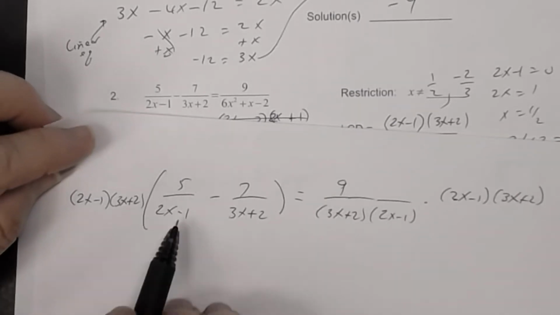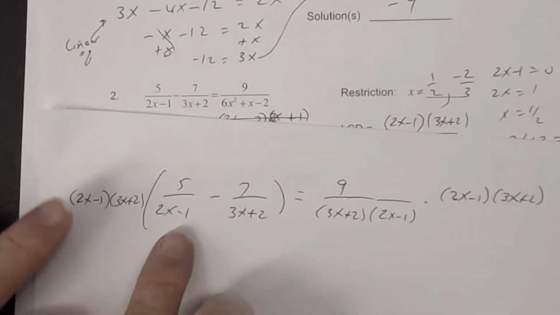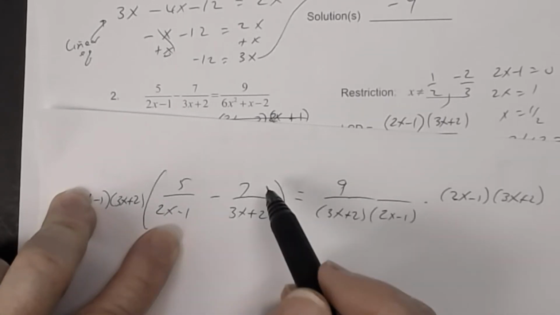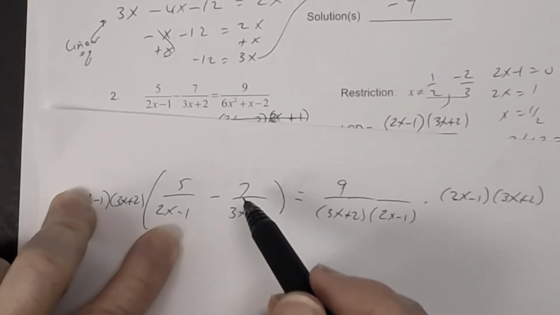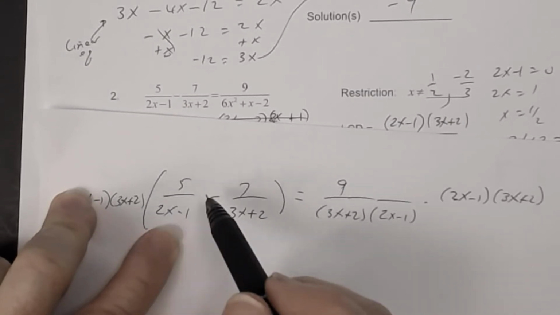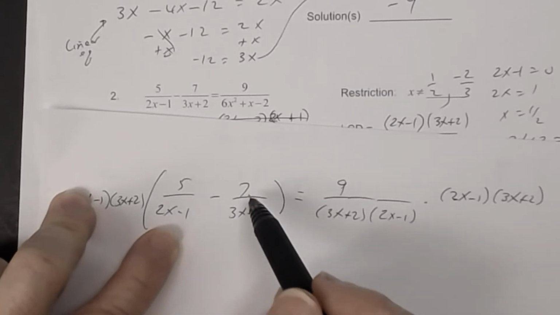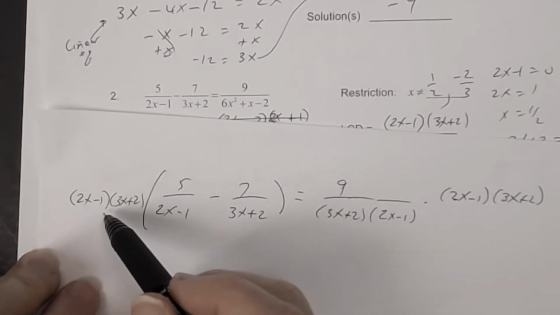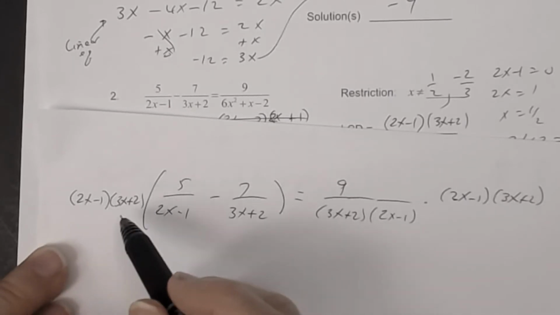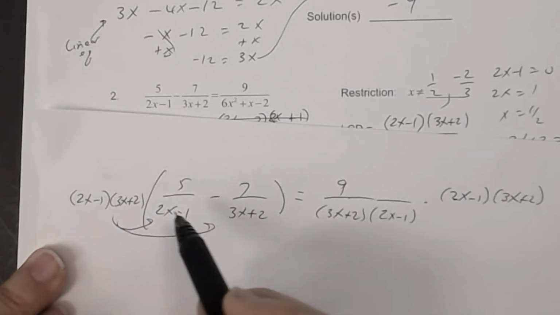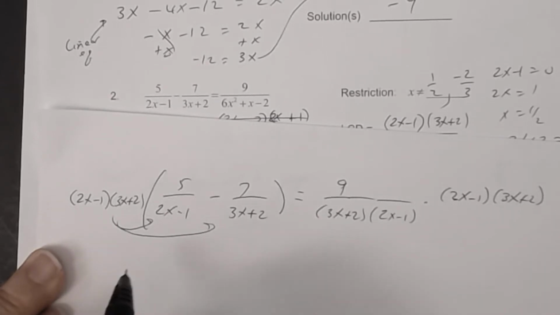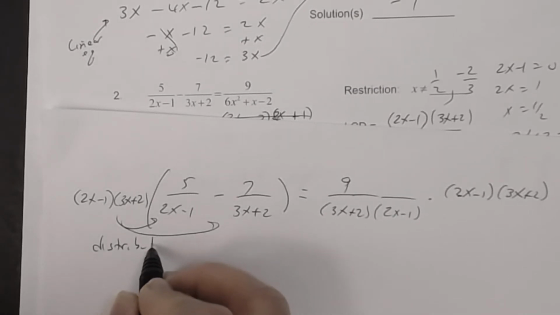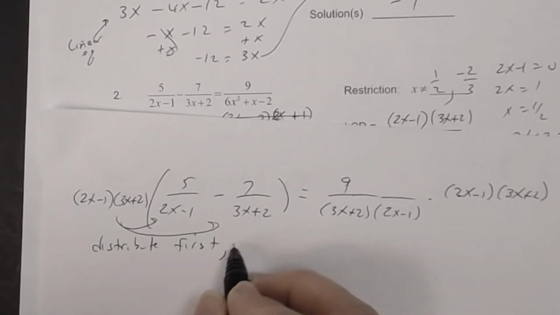All right, now the mistake people make is they reduce first. You cannot reduce first, because if you reduce first, then all you're going to be doing is distributing this, and that's not what happens. This expression right here is not being multiplied by just this. It's being multiplied by both of those. So you have to be careful. You have to distribute first and then reduce. Distribute first, then reduce.